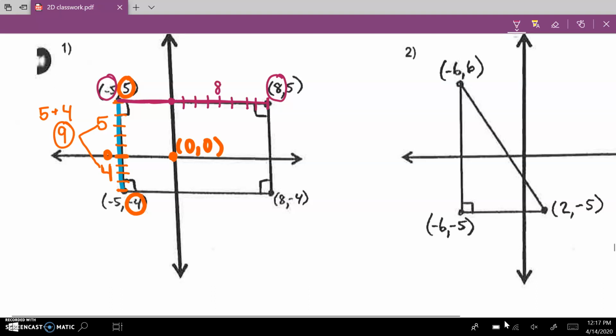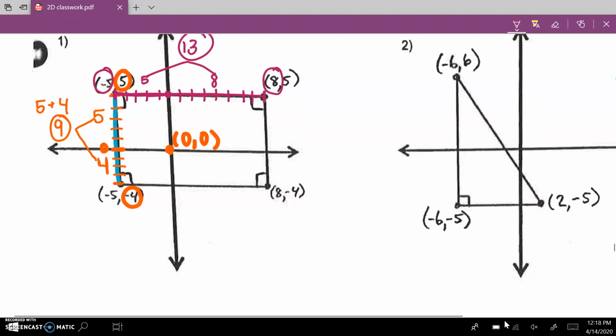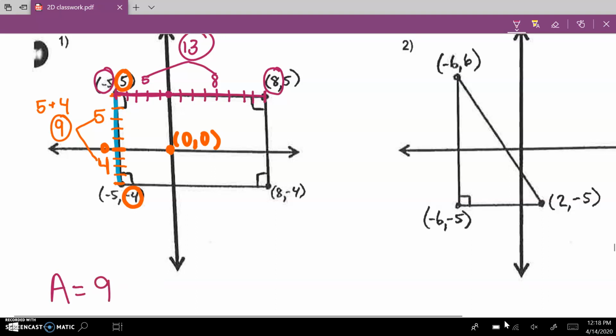Now on the left-hand side, I'm going over 5 units to -5, so 1, 2, 3, 4, 5. So this little bit would be 5 units long, which means together, if we added them, we would get 13. So I have my 2 side lengths now. To find the area, I would do 9 times 13. When I multiply that, I'd get 117, and it would be units squared.